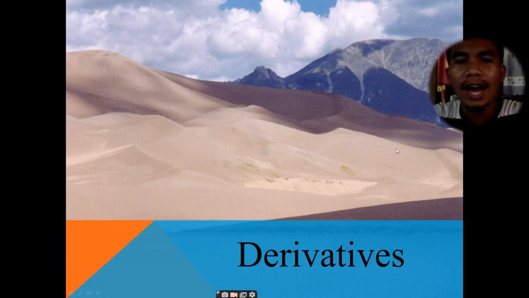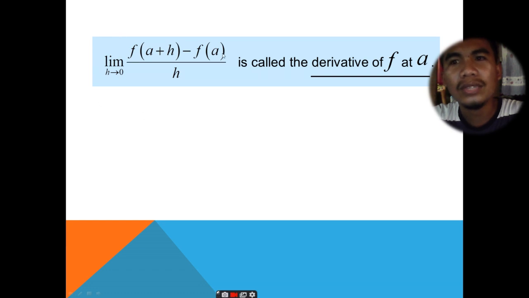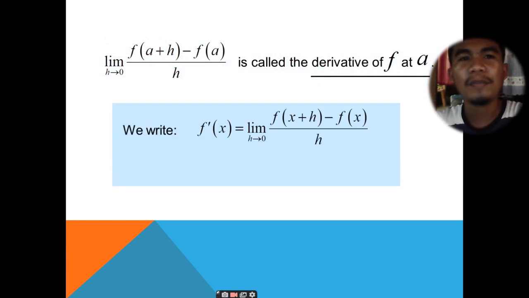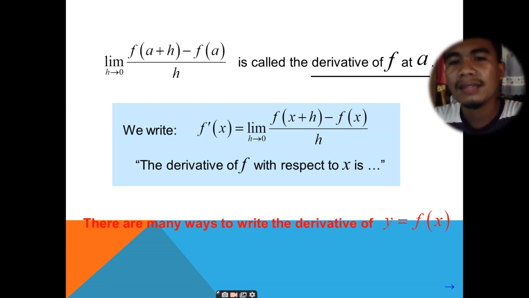So for today's video, I am going to discuss the derivative. The derivative is, we notice this one, the limit. This figure is called the derivative of f at a. So we write f prime equals the limit of f of x plus h minus f of x over h as h approaches 0. That is the derivative of f with respect to x. There are many ways to write the derivative of y equals f of x.